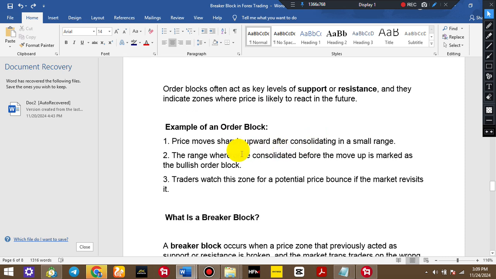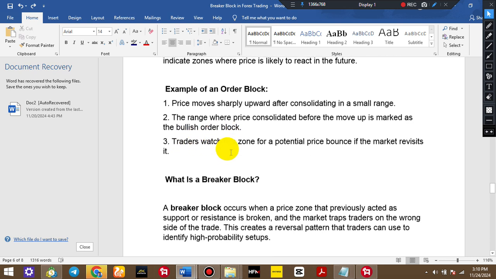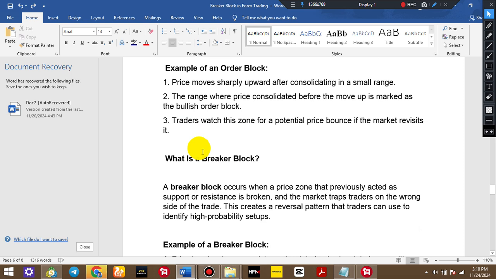Example of an order block. We have one. Price moves sharply upward after consolidating in a small range. The range where price consolidates before the move up is marked as the bullish order block. Traders watch this zone for a potential price bounce if the market revisits it.